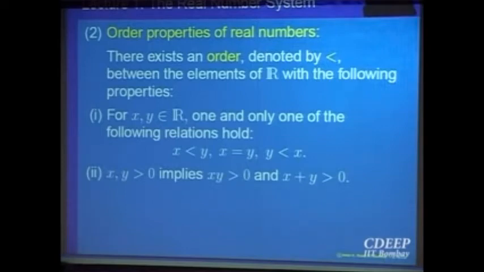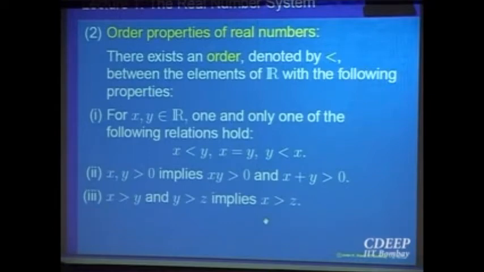So, if you take two numbers, x and y, both bigger than 0, then their product and sum are also bigger than 0. Right? 0 is that special number, remember. So, if you compare x and y with 0, if both are bigger than 0, then the product also is bigger than 0 and the sum is bigger than 0.